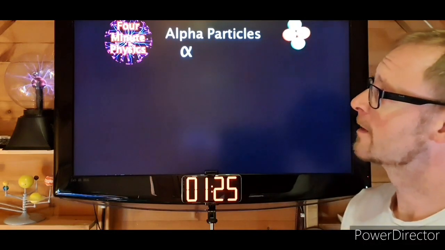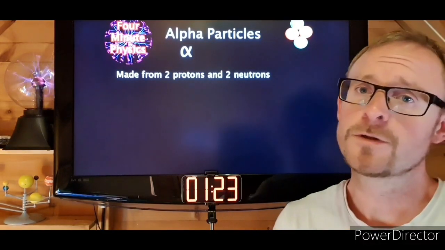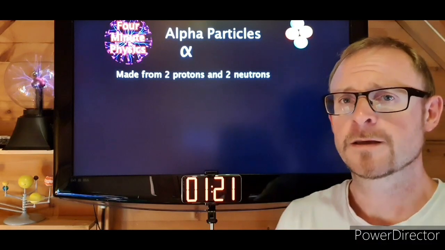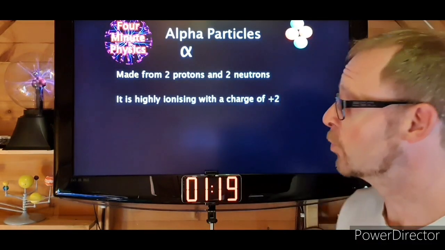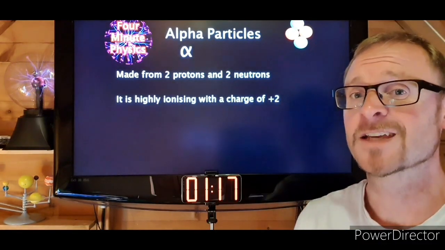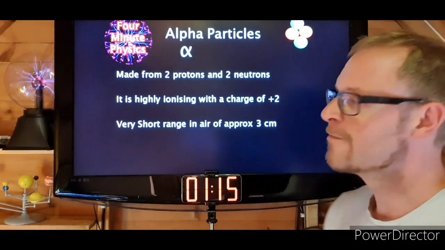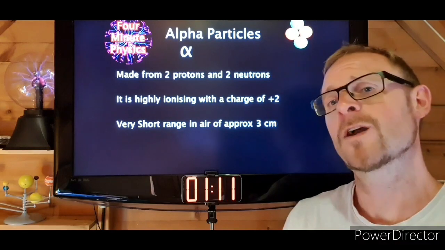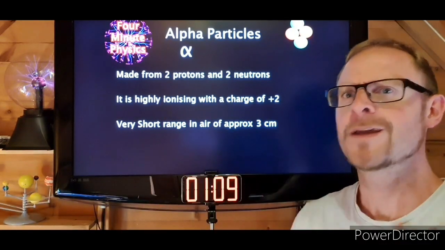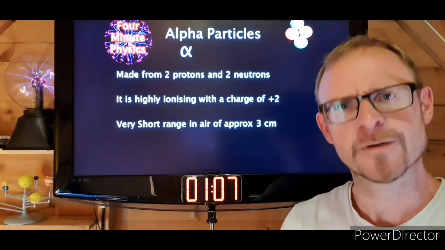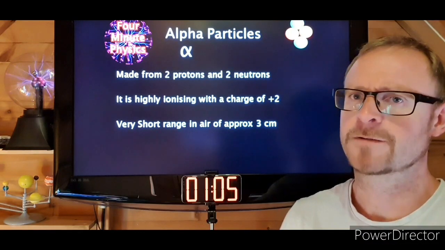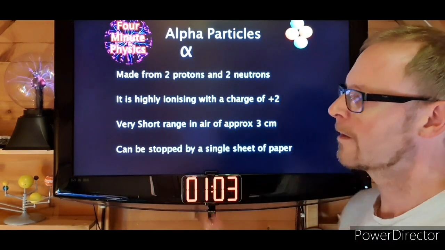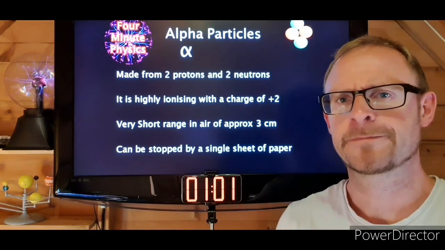First of all, alpha. An alpha particle is made of 2 protons and 2 neutrons. This is emitted from the nucleus. Therefore, it has a charge of +2, and it's highly ionising as a result. It doesn't go very far though, only about 3 centimetres through the air. So really, unless it's really, really close to you, or you breathe in any elements that produce alpha particles, there isn't a massive amount of risk. It can even be stopped by paper.